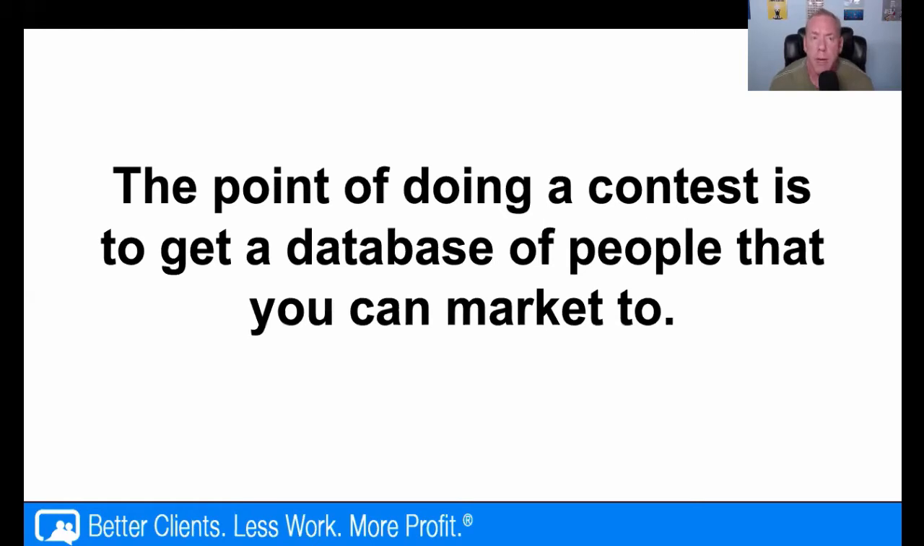Now, here's the main point. The point of doing a contest is to get a database of people that you can market to. It's not to sell them in the contest. It is literally to create a database over 14 days. If you've already got a database, this can enhance it. This can revive it. If you don't have a database, this is going to give you one really, really quick, one that you can start marketing to immediately.